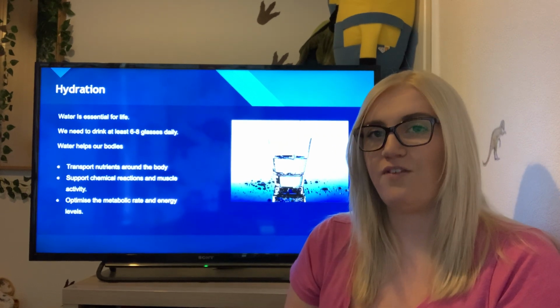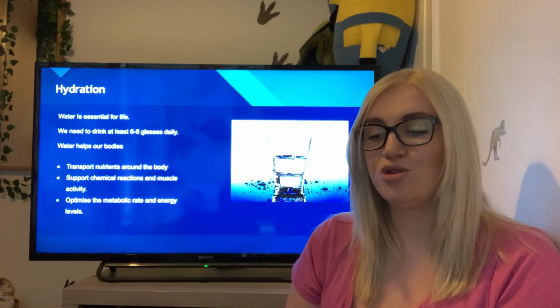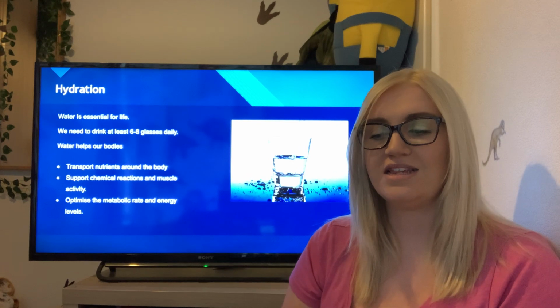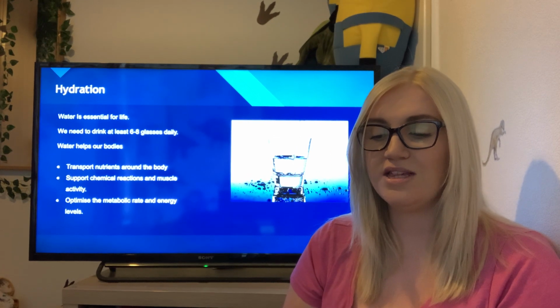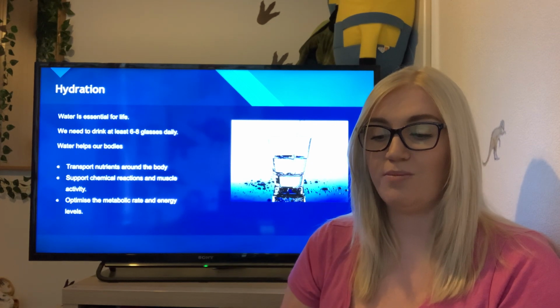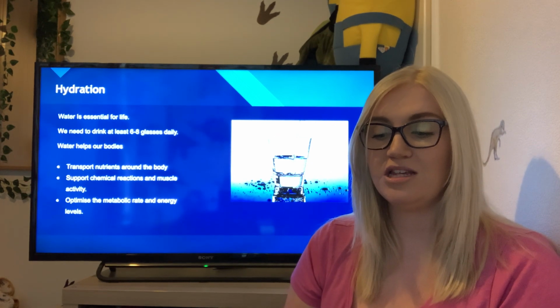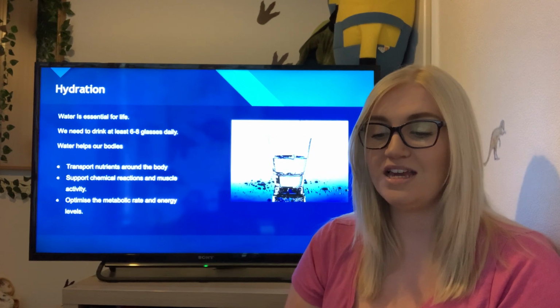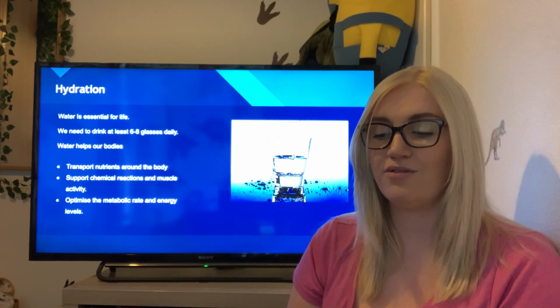It's very important as part of a balanced diet that we hydrate. It's also essential for life. We need around 6 to 8 glasses a day. Each day we lose fluid through sweating, breathing and producing waste such as urine. Drinking water keeps dehydration at bay. It also transports nutrients around the body, supports chemical reactions and muscle activity, and optimises the metabolic rate and energy levels.